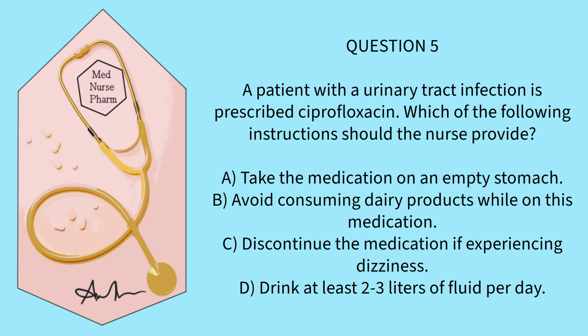Question 5. A patient with a urinary tract infection is prescribed ciprofloxacin. Which of the following instructions should a nurse provide? Take the medication on an empty stomach, avoid consuming dairy products while on this medication, discontinue the medication if experiencing dizziness, drink at least 2 to 3 liters of fluid per day. Pause the video and select your answer.